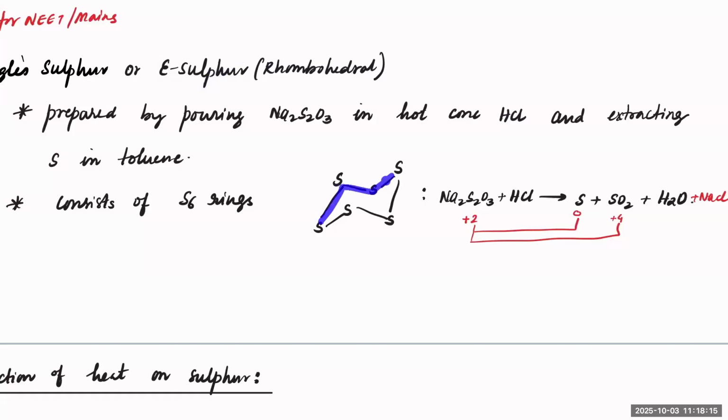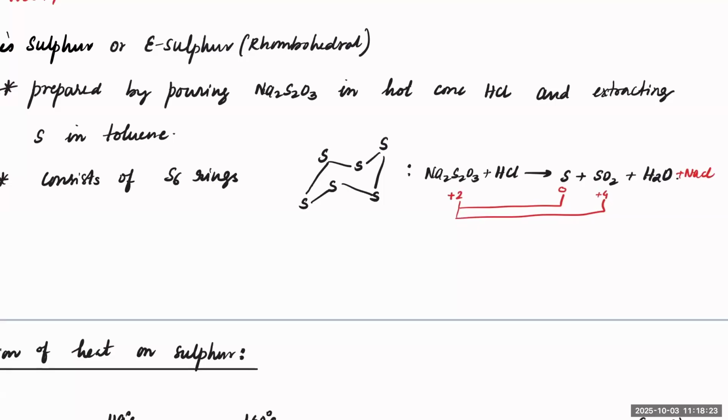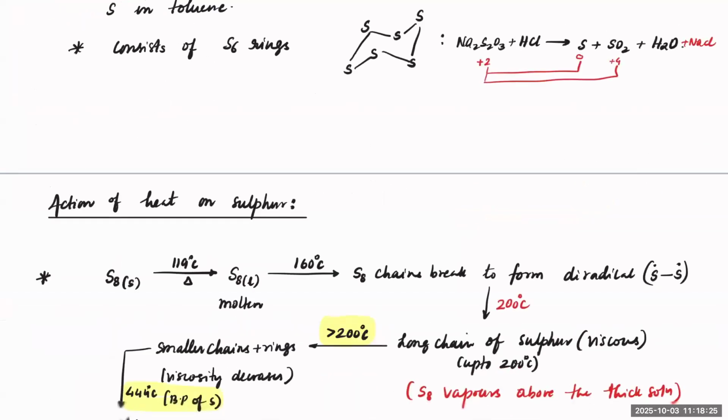This usually has a six membered ring, which is a chair form.